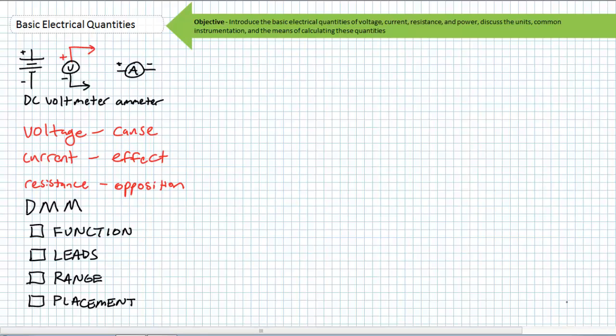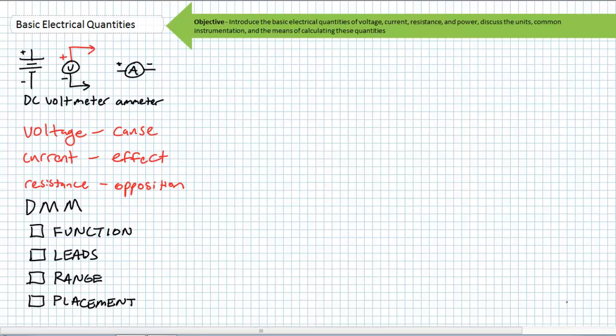Leads. Put your leads in the correct place. For voltmeter and ohmmeter mode, the leads go in one place. In ammeter mode, they go in a different place. Customarily, the red plug goes in the red hole and the black plug goes in the black hole. You can do it backwards, but that'd be pretty hard-headed. Range. Choose the appropriate range if your DMM is not auto-ranging. More on this later.